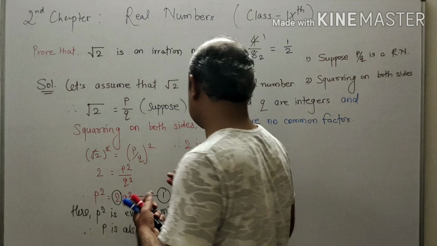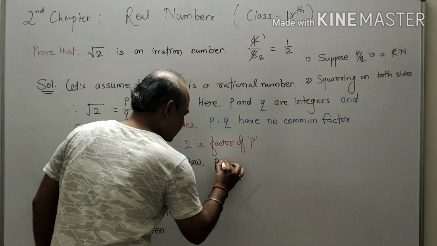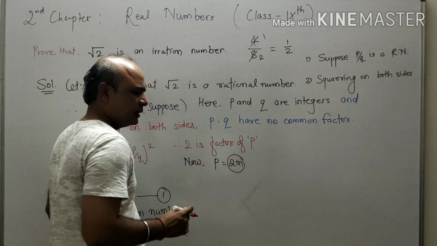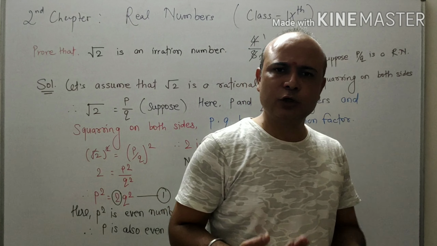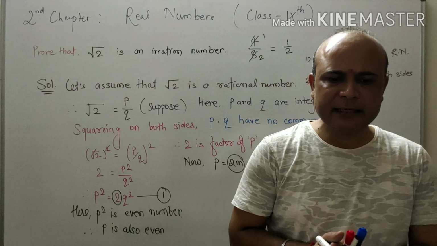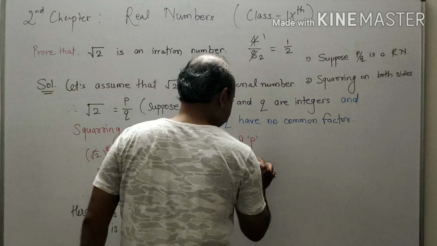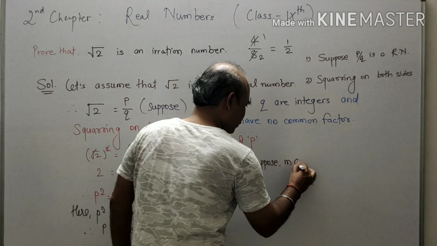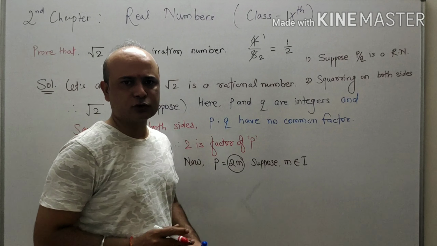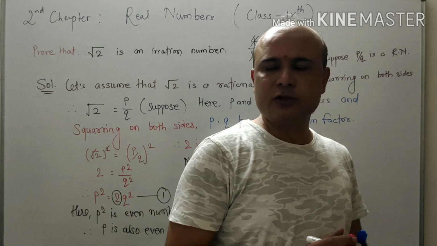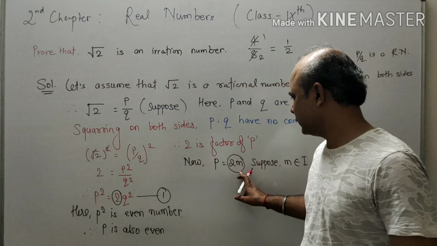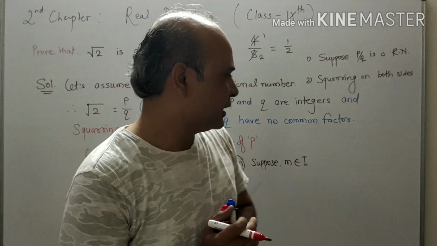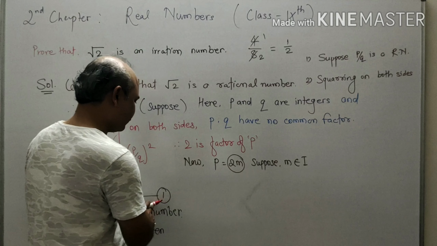So I will suppose any other even number. I will suppose p is equal to 2m. So this is what? P is an even number. Let us consider an even number is 2m. So I will write p is equal to 2m, and suppose m belongs to integers. Okay, student. Now we will put the value of p in equation 1.